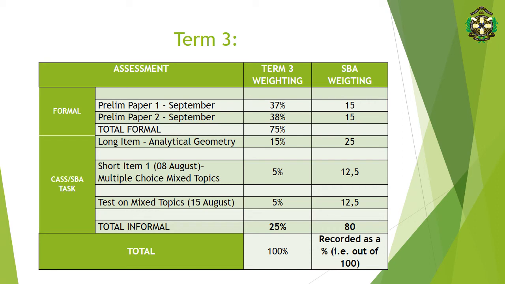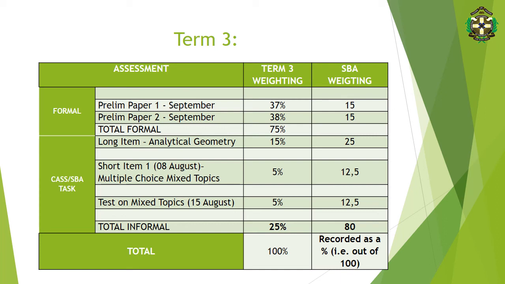Then they will write a test on mixed topics again, which they will be informed about well in advance, on the 15th of August, which is very close to the prelim, so they should be prepared well enough for this test, covering a range of topics which I will give them. It is 5% towards the term 3 report, but 12.5% towards the SBA.